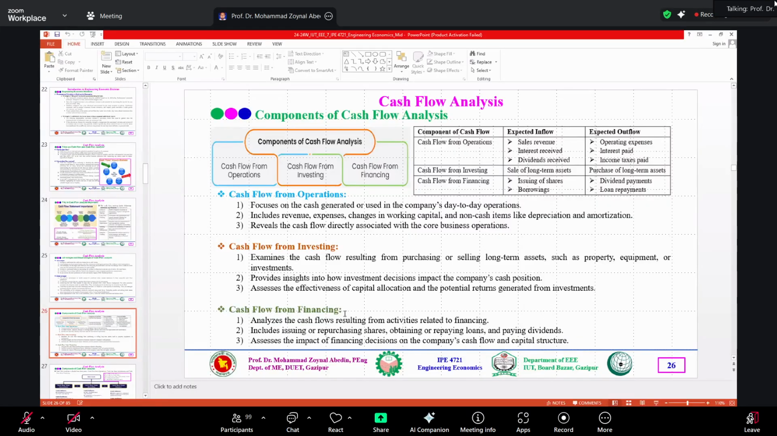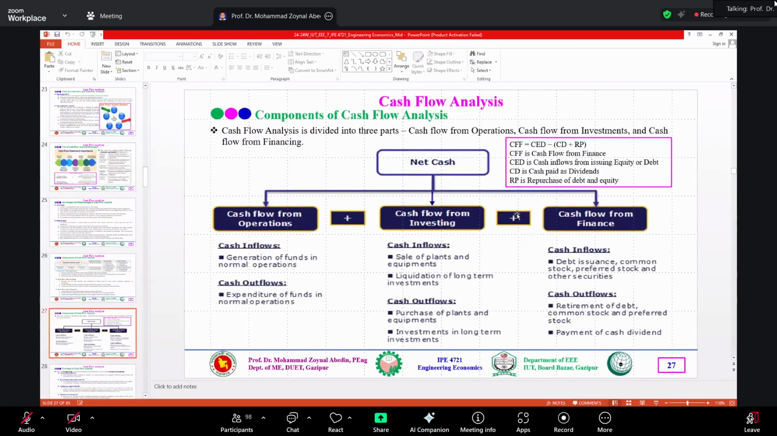And the third one is the characteristics of cash flow from financing. You can see it analyzes the cash flows resulting from activities relating to financing. It includes issuing or repurchasing shares, and obtaining or repaying loans, meaning borrowing some loans or repaying them, or paying dividends. You can see the dividend payments. It assesses the impact of financing decisions on the company's cash flow and capital structure. So these are all the components of cash flow analysis.